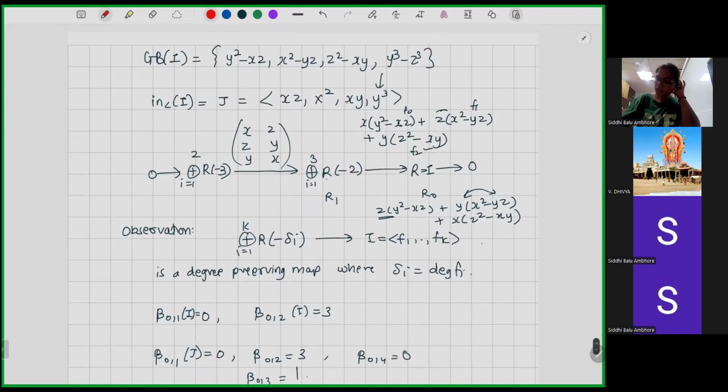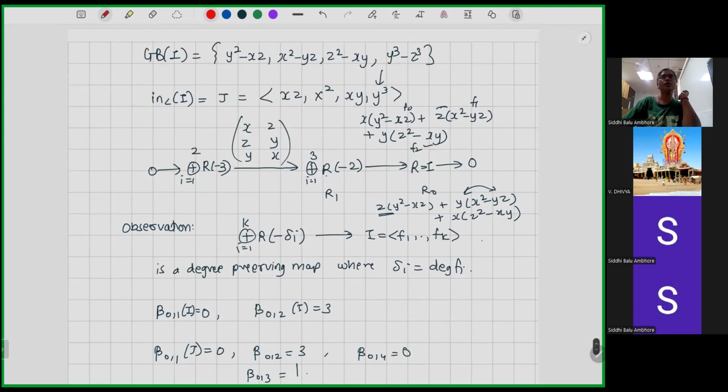Okay, it's clear, right? So let us first once again go to Macaulay 2 and check for the resolution and how to read the Betti numbers in Macaulay 2. Let me share the screen here. Just a second. Let me share the screen.